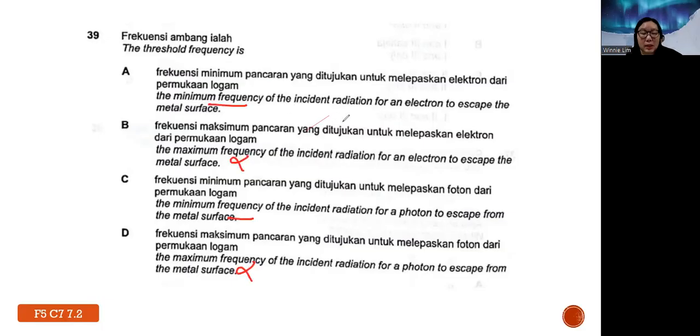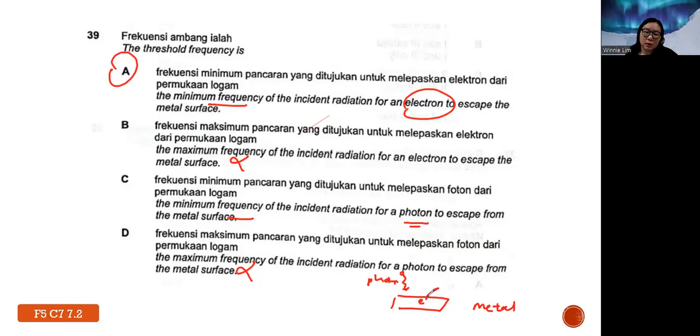Then we see the last part also: the minimum frequency of incident radiation for an electron to escape the matter, or the minimum frequency of incident radiation for a photon to escape. So you want the electron to escape, not the photon. So the answer is A. The photon is the one that hits. Simple idea, this matter: I shine light, so they are photons, then when they hit, the electron will come out.